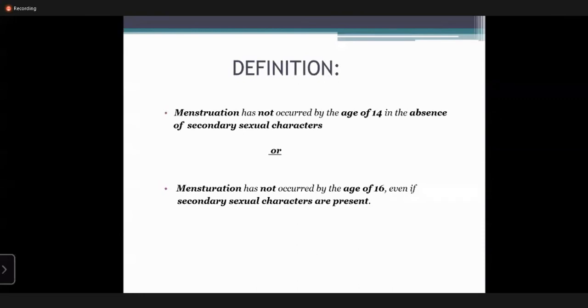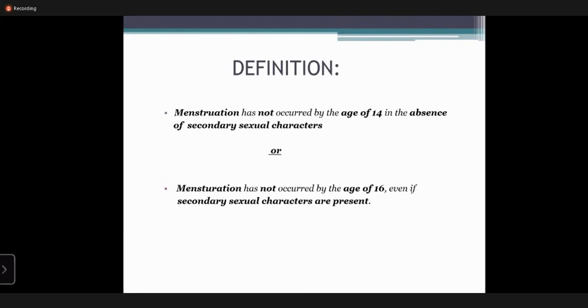So, coming over to the definition of primary amenorrhea, primary amenorrhea is defined as menstruation which has not been started by the age of 14 in the absence of secondary sexual characteristics. That is actually called primary amenorrhea. That is when the secondary sexual characteristics are not developed or not found. Menstruation has not occurred by the age of 16, even if the secondary sexual characteristics are present.